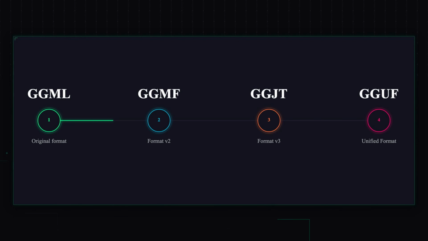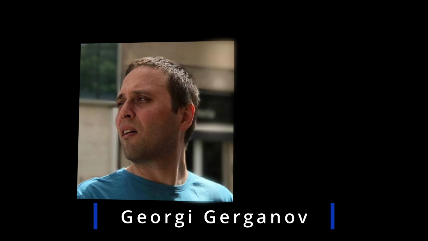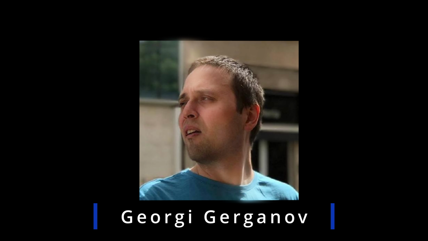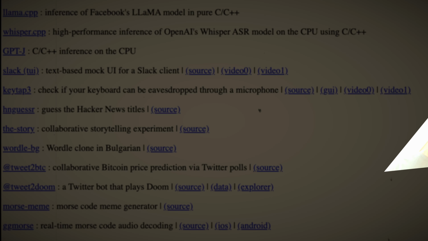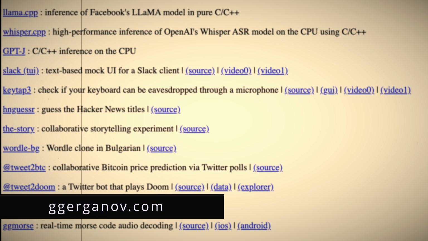GGUF stands for GGML Unified Format. It is the successor to GGML, GGMF, and GGJT. This is the fourth iteration of a format designed specifically for running large language models more efficiently. And if you're wondering what the GG stands for, it's for this guy, Georgi Gerganov, who invented llama.cpp, whisper.cpp, and a bunch of other things. Here's his website. He's a genius.